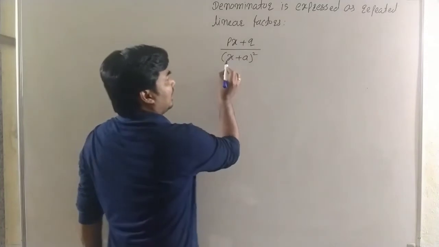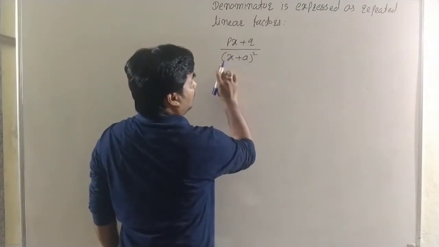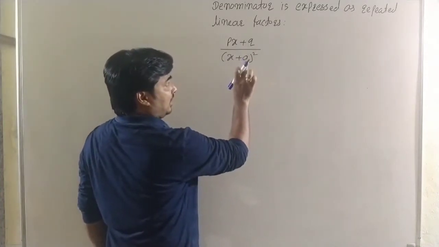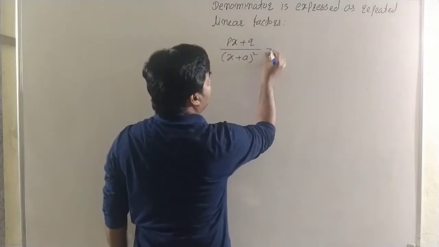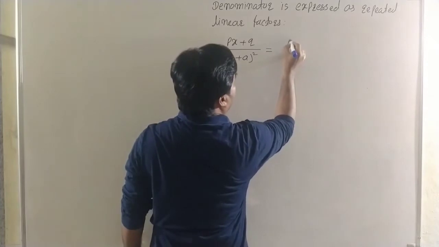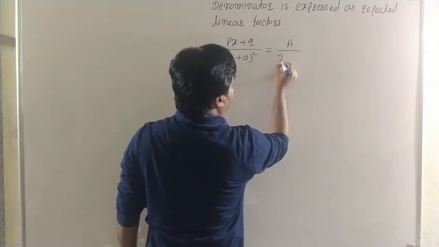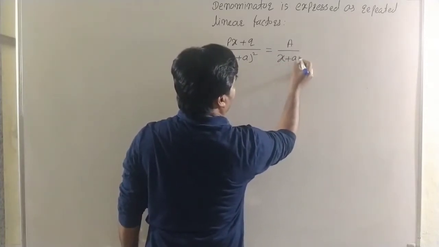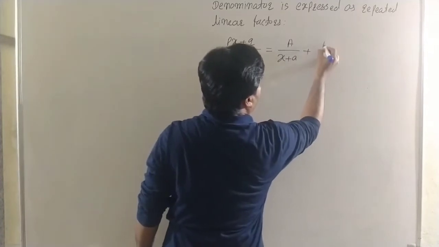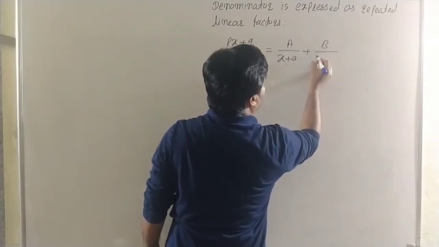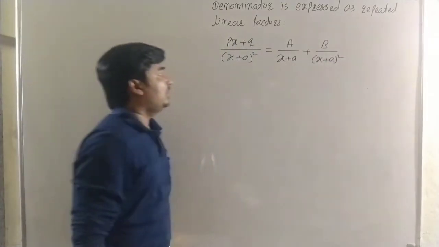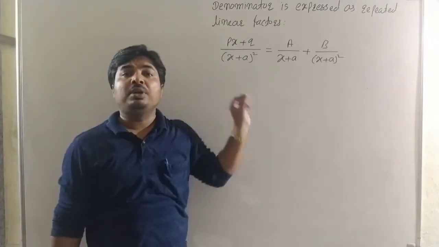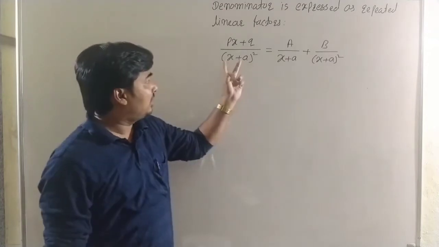Now here x plus a are the 2 repeated factors. Then it is a rational form. We convert this into the partial form. Therefore here we write A upon x plus a plus B upon x plus a square, when the factors are repeated linear factors.